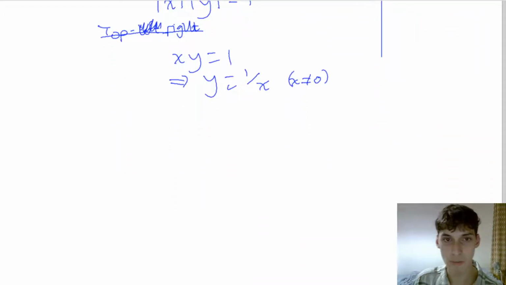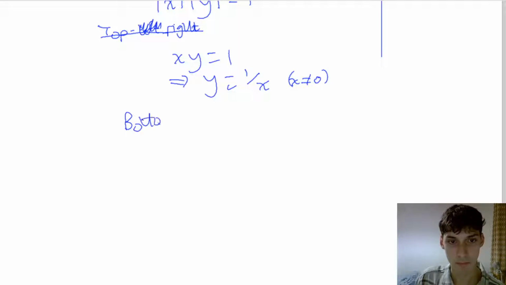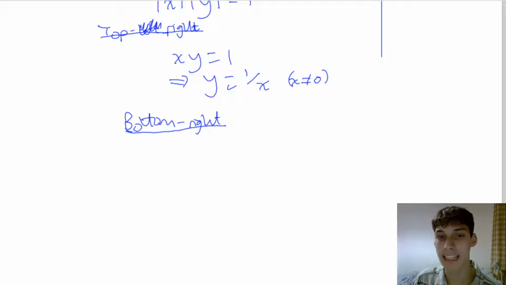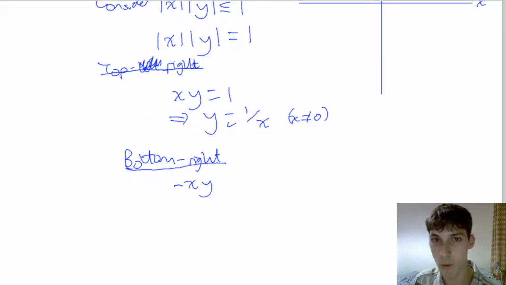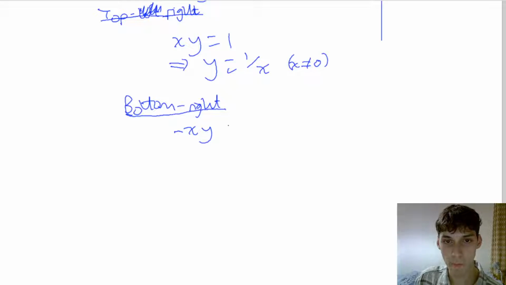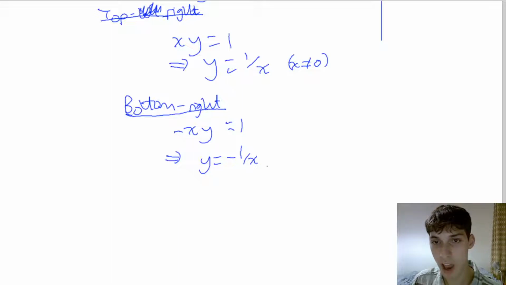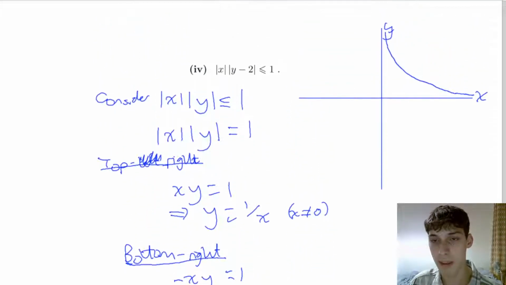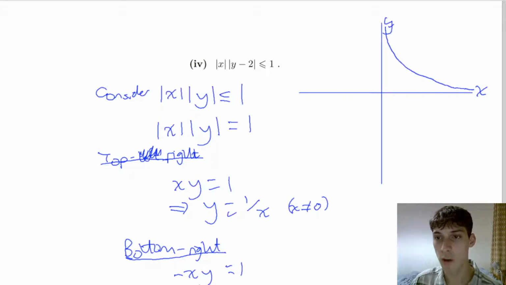Okay, bottom right quadrant. Now y is negative, so that gives us minus xy, because we have the modulus of x times the modulus of y equal to 1, which gives us that y is equal to minus 1 over x. And again, x is not equal to 0. You probably don't have to write it on at this point, but I think it helps, because we can't divide by 0. So y is equal to minus 1 over x.